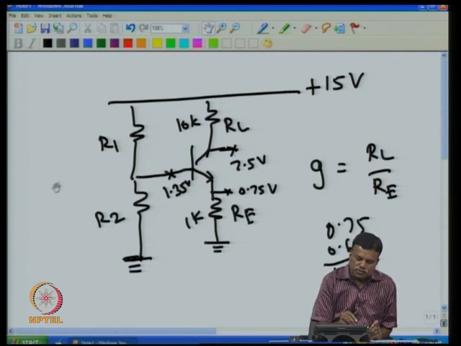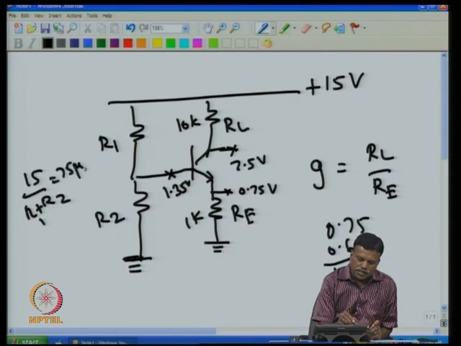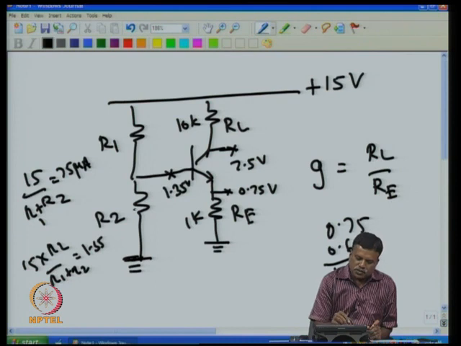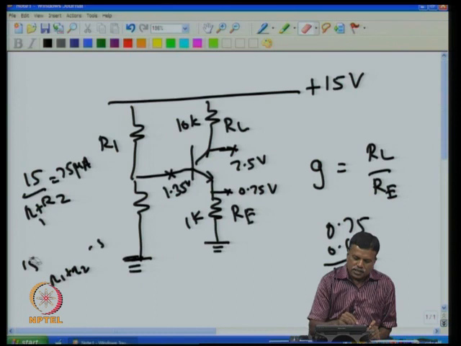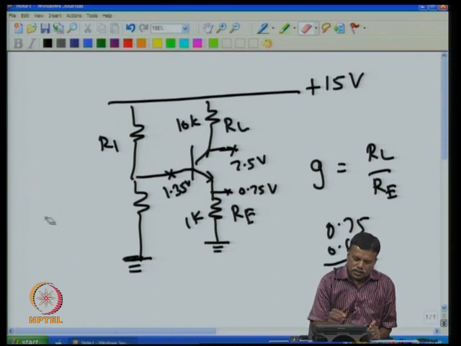So the 15 volt divided by R1 plus R2 should give me 75 microampere current. Then we know that 15 into R2 by R1 plus R2 has to be 1.35. From this we can get R1 and R2. Once R1 and R2 are known, this transistor amplifier is ready for amplification.